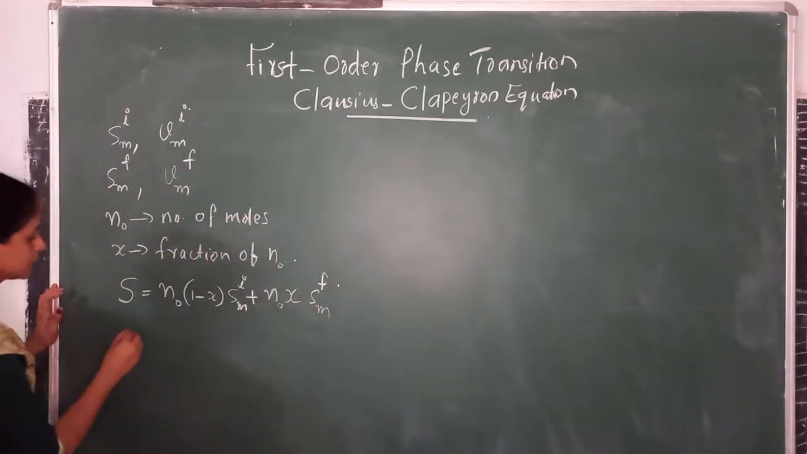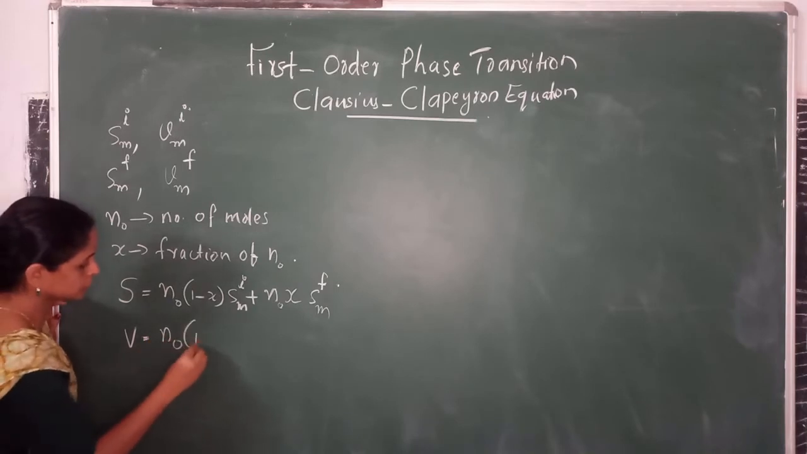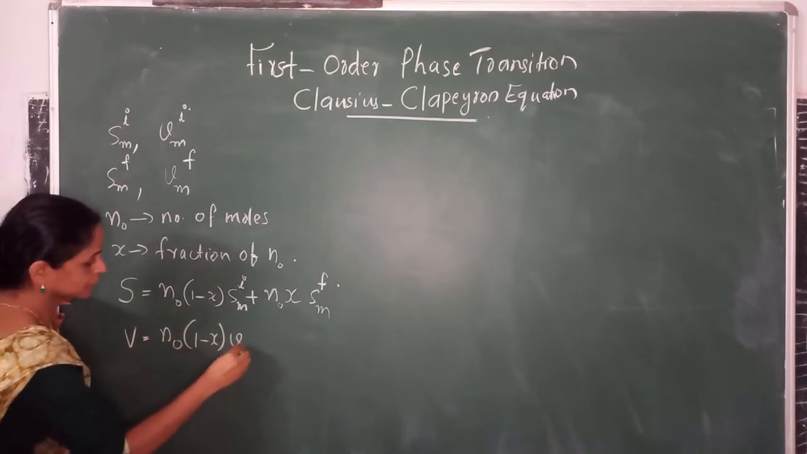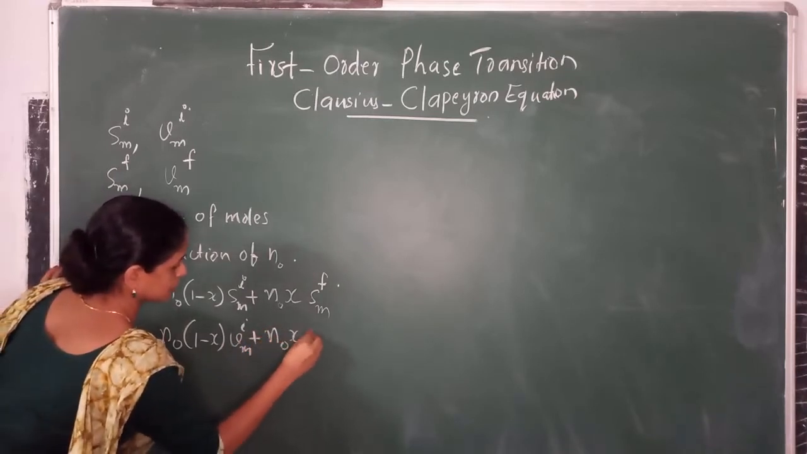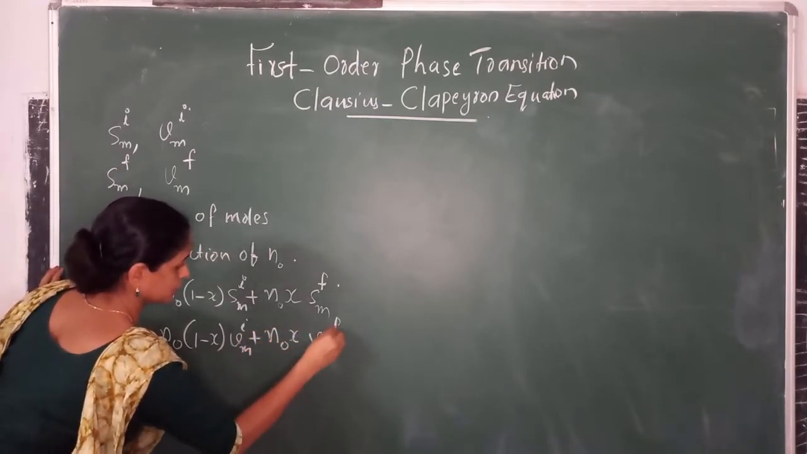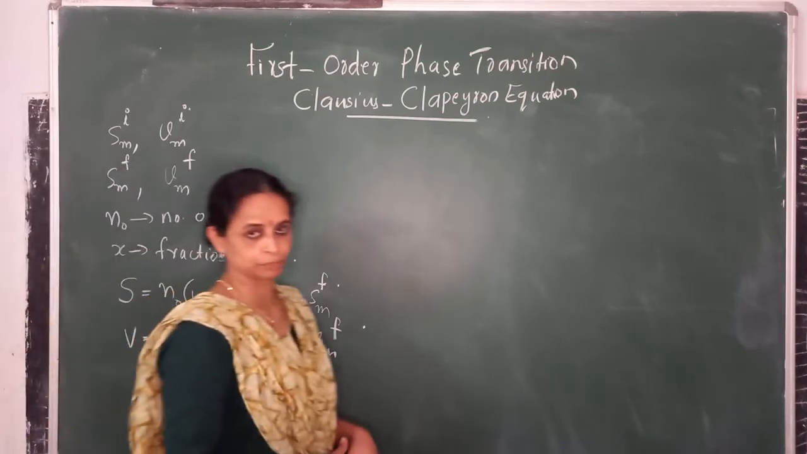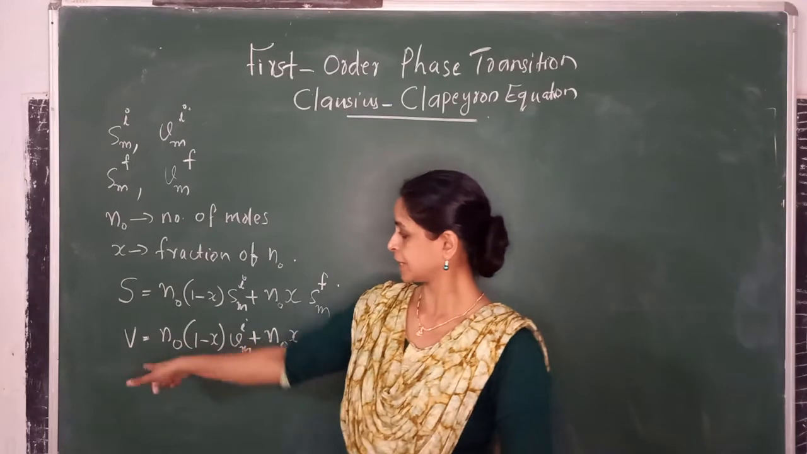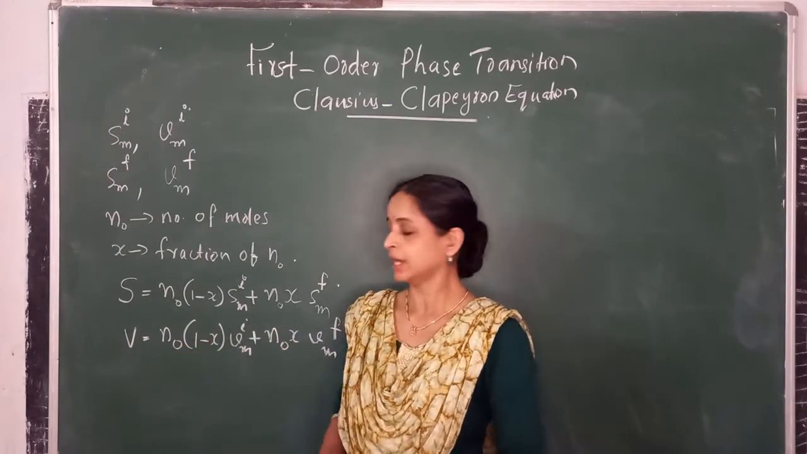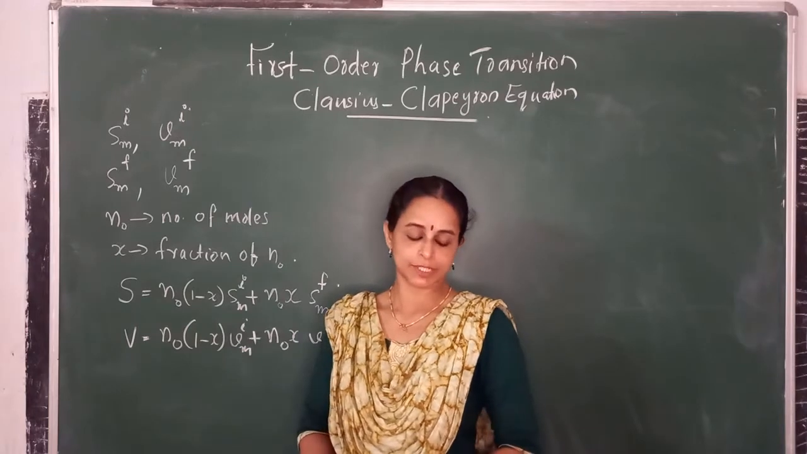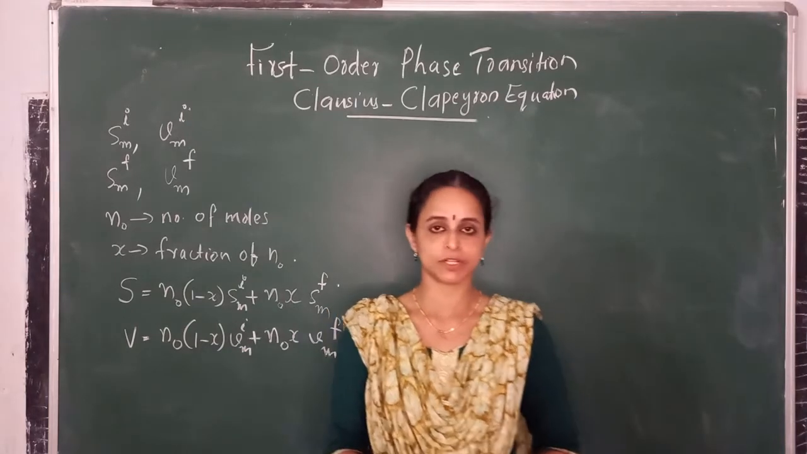Similarly, we can write the total volume as V equals n0 into 1 minus x into VMI plus n0 into x into VMF. These are the two equations that we can obtain. That means S and V are linear functions of x. This depends linearly on the fraction of the total number of moles.